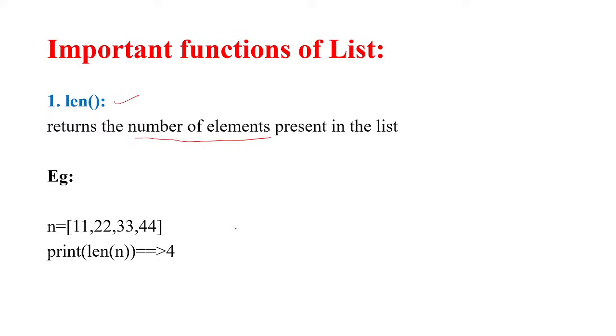Say for example, if this is our list containing 11, 22, 32, and we say print length, then it prints the length as 4.